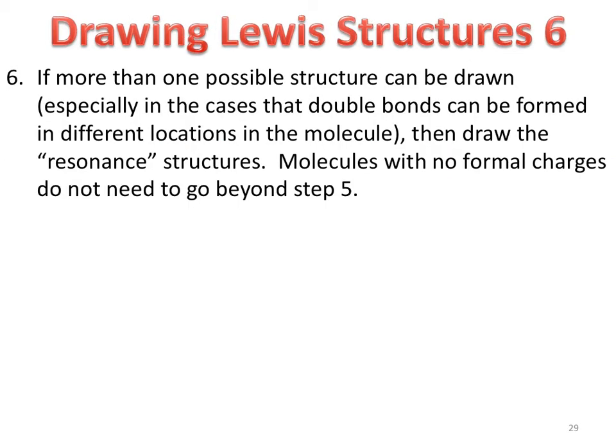In some cases, more than one structure can be drawn, especially in cases where double bonds can be formed in different locations on a molecule. We can then draw what are called resonance structures. Molecules with no formal charges at the end of drawing do not need to go beyond step 5 to find possible resonance structures. This is the case with carbon dioxide.